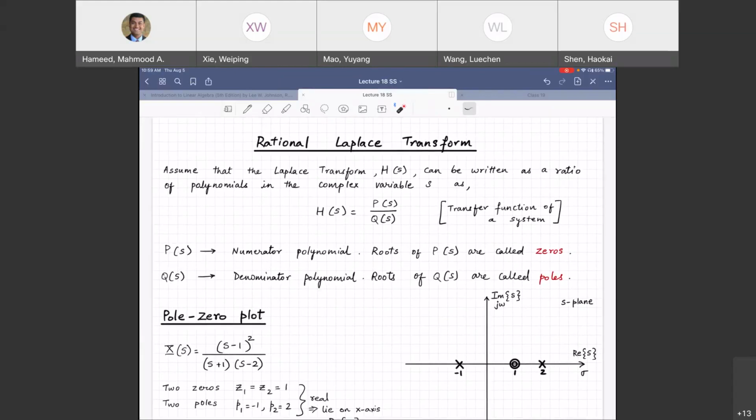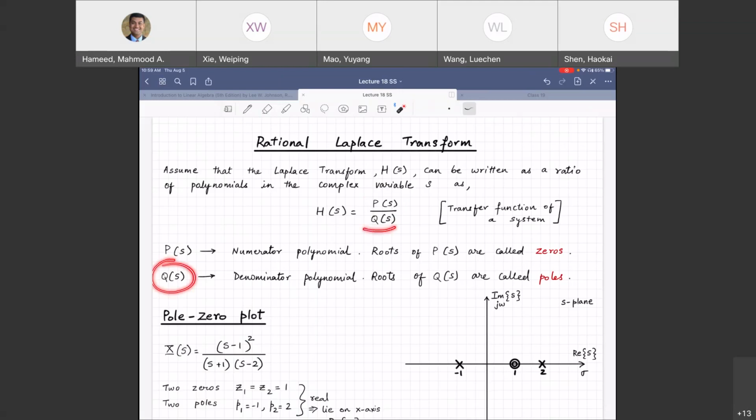Express the transfer function as a ratio of polynomials, a rational Laplace transform. You have a numerator polynomial, we are calling that P of S, and a denominator polynomial, we are calling that Q of S. That's a transfer function, right? H of S is a transfer function. Now, whatever the roots are for P of S, those are going to be values of S for which the transfer function goes to 0. Hence, they are called zeros of my transfer function or zeros of my system.